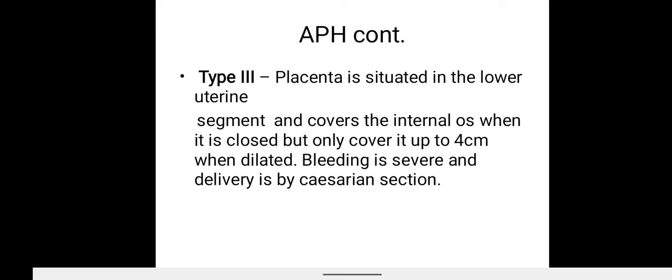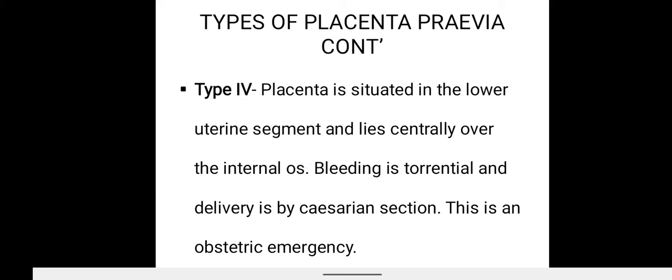Type 3, also known as incomplete: the placenta will be situated in the lower uterine segment. When the contraction starts, the os won't be dilated up to 10 centimeters. So delivery through the vagina is not possible. The only delivery for this woman is cesarean section.